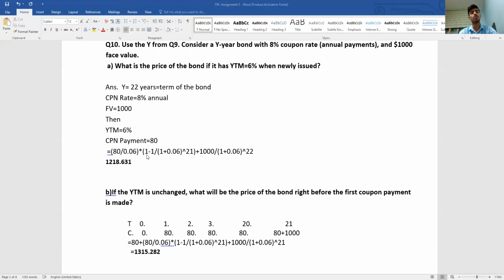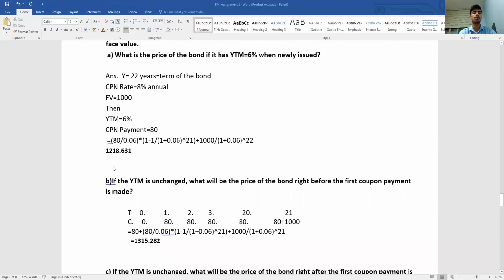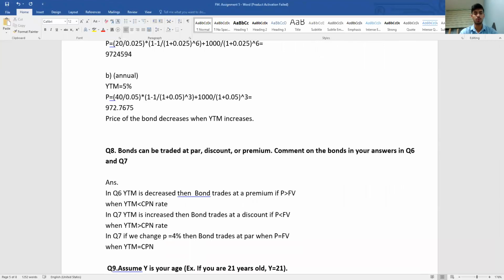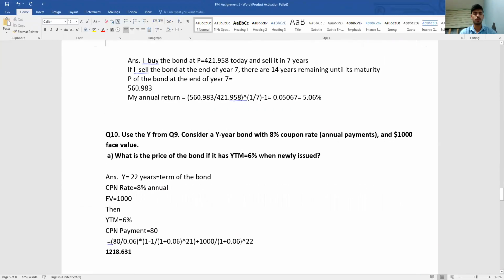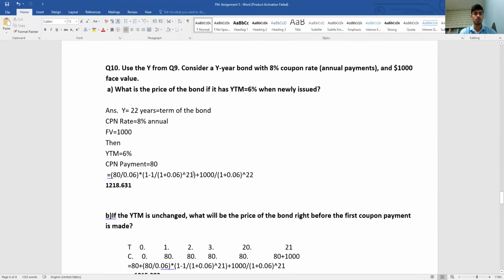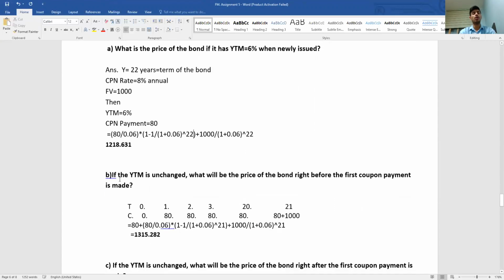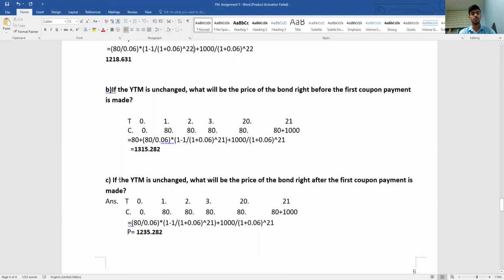80 divided by 0.06 times 1 minus 1 divided by 1.06 to the power... 21 is the power because it is 22 years total. So we take the 21 here and 22. No, sorry, here it is 22. And our answer is 1218.631.